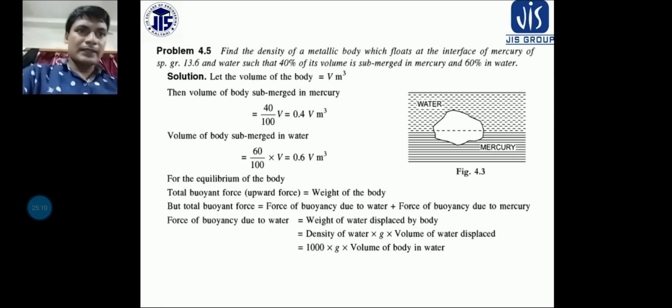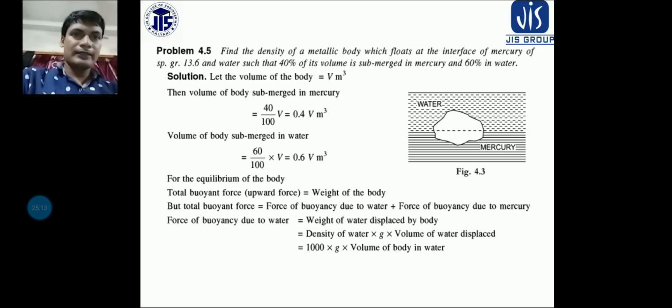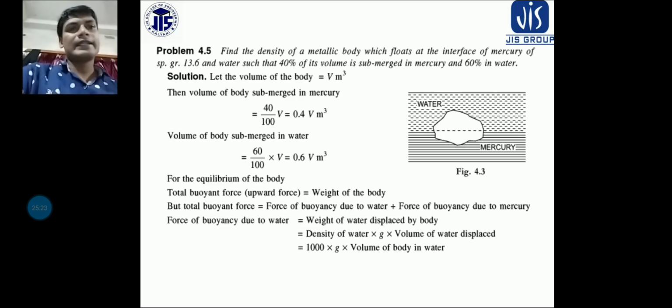Okay, so in the figure you can see the upper portion is your water and the lower portion is the mercury. Now, the volume of the body submerged in mercury is equal to 40 into V by 100, so 0.4 V meter cube. And the volume of the body submerged in water is 60%, that means 0.6 V meter cube.